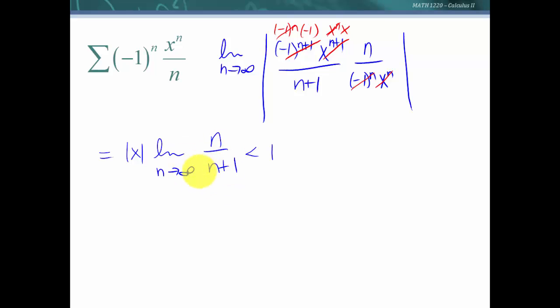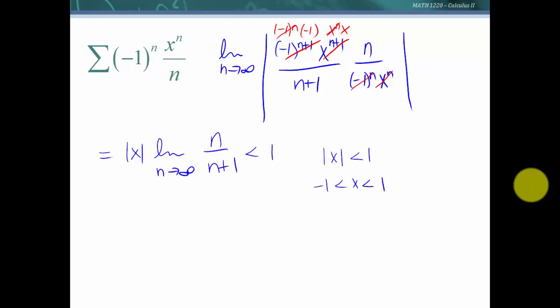We saw this a minute ago. We know that basically we can express this as 1 over 1 plus 1 over n, and so this limit here is 1. So we have that the absolute value of x needs to be less than 1, or we could also express that like this. So we can see that our radius of convergence is going to be 1, and our interval of convergence is going to be between -1 and 1, although we don't know about the endpoints.